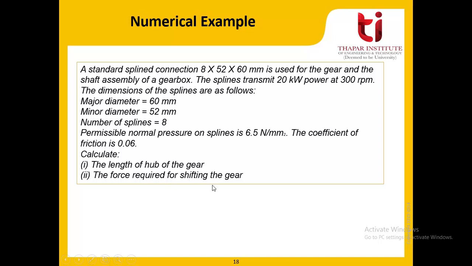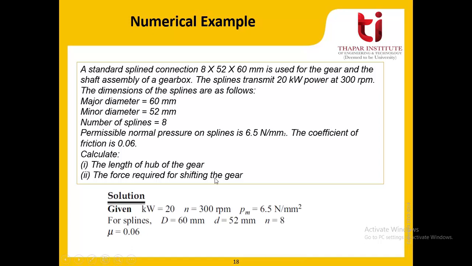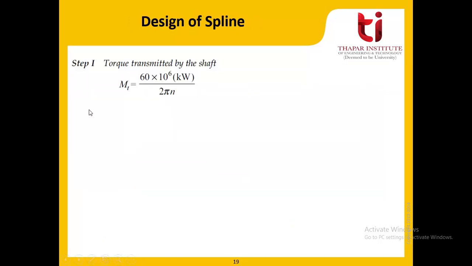So it's a very important problem which you can directly relate to your gearbox type of problems. The given parameters are power, RPM, permissible pressure, D and N are known. The coefficient of friction is again known. We have to get the L, that is length. Now I know that I can get the torque transmitted because I am given power and RPM. So the torque transmitted comes out to be 636 kilonewton millimeter.